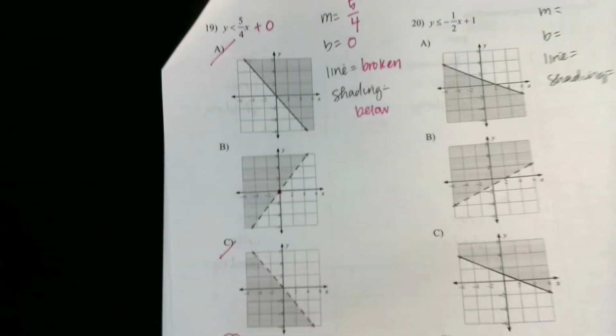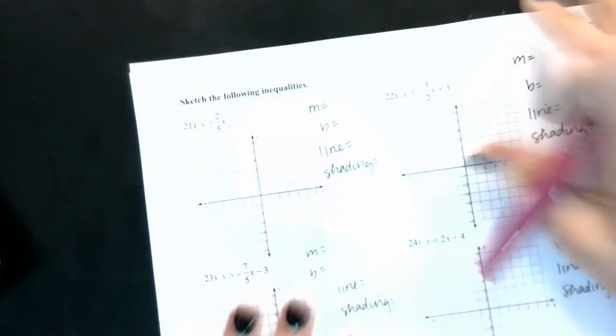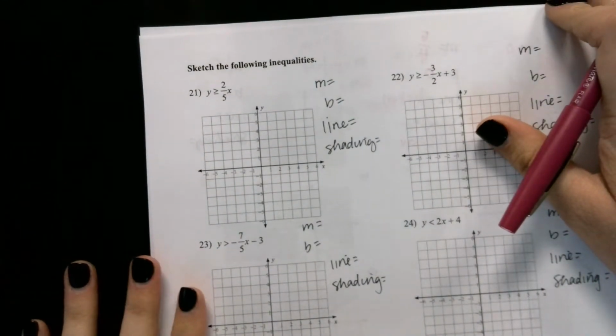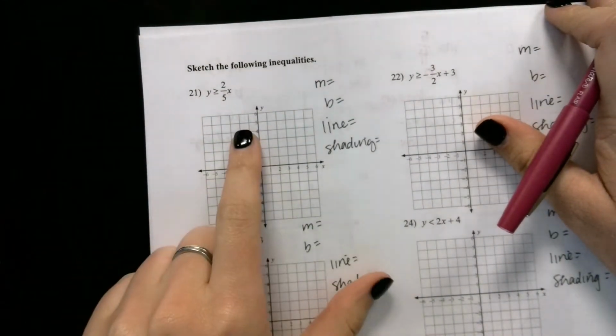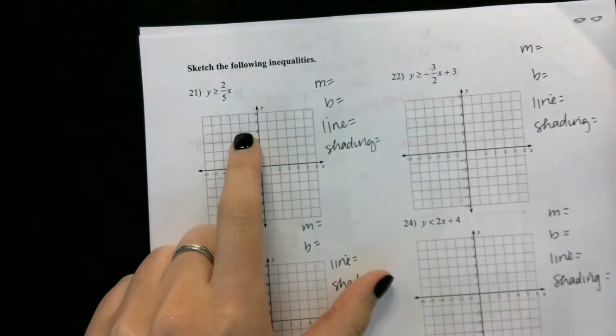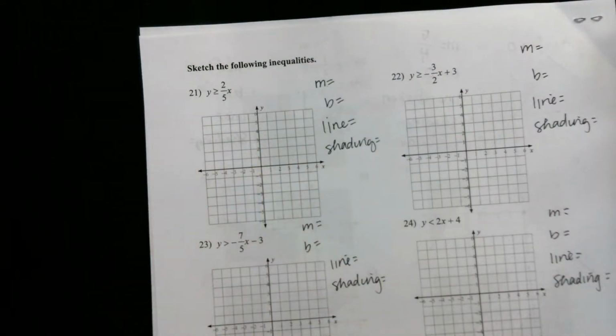Gosh, we're almost done with the homework, y'all. Well, you have to do the other half, but these ones you have to graph by hand. And so it's going to be the exact same steps. You need your M, your B, your line, and your shading. Those are the 4 things that you need with inequalities. And AJ, this is just like the one we did.